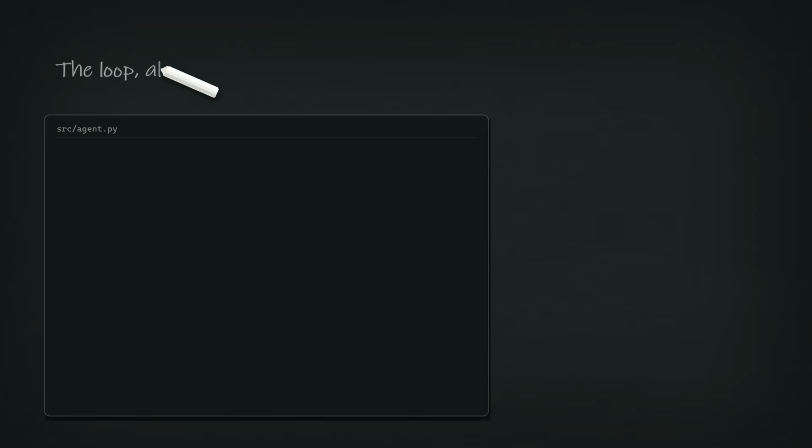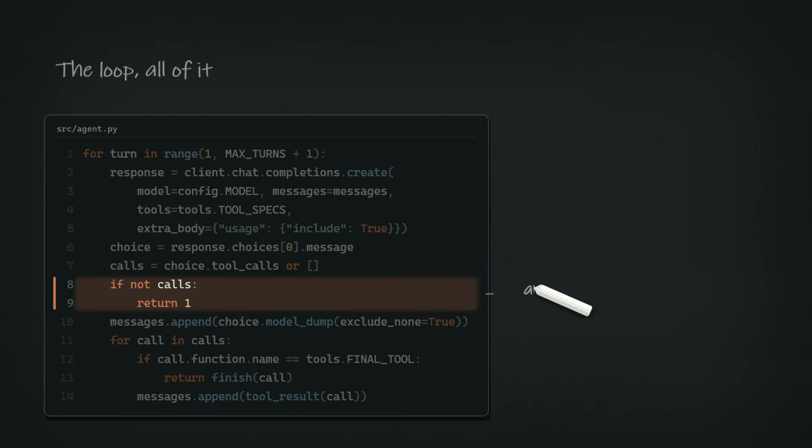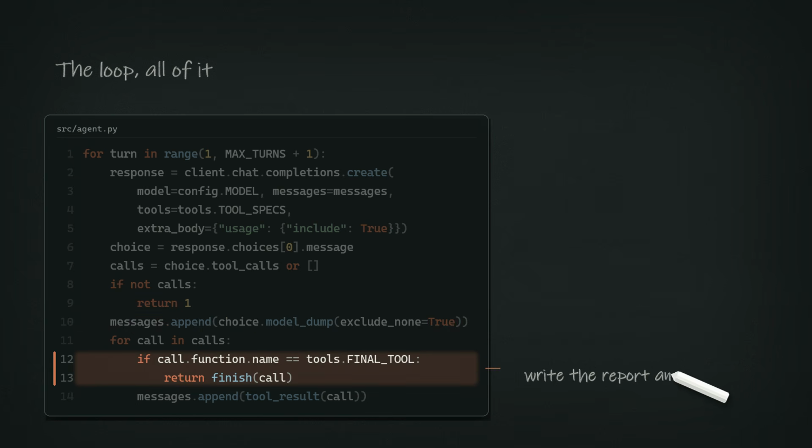Finally, the loop itself. Send the messages. If there are no tool calls, the model answered without finishing the job. So we say so, rather than treating prose as a diagnosis. Otherwise, we append the assistant turn exactly as it came back, run each tool, and append the result with its call ID so the model can match answers to questions. And when the model calls submit diagnosis, we take the arguments, write the report, and return.